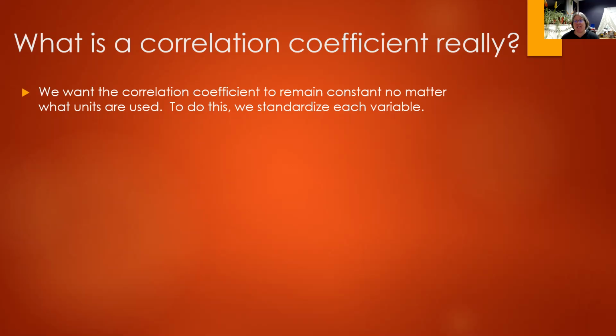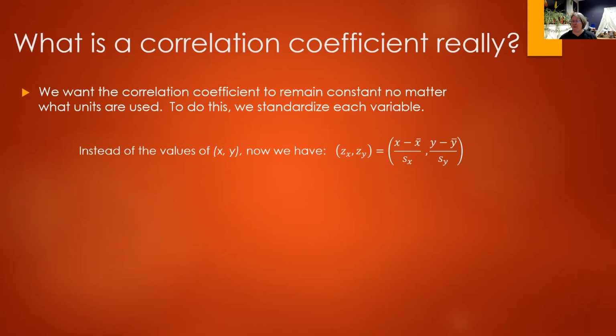So the way that we deal with that is we standardize each of our variables. So this is like the process we used to find a z-score when we were looking at that. So here's our formula. And you'll see that we've taken the x value, we standardized it, and the y value and standardized it. So you have to do that for every single data point that you have.